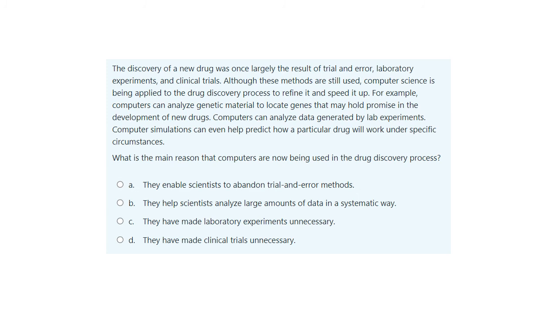37. What is the main reason that computers are now being used in the drug discovery process? A, they enable scientists to abandon the trial and error methods. B, they help scientists to analyze large amounts of data in a systematic way. C, they make the experiment unnecessary, or D, they make the clinical trial unnecessary.